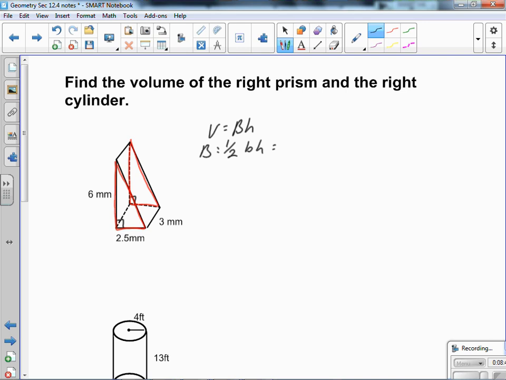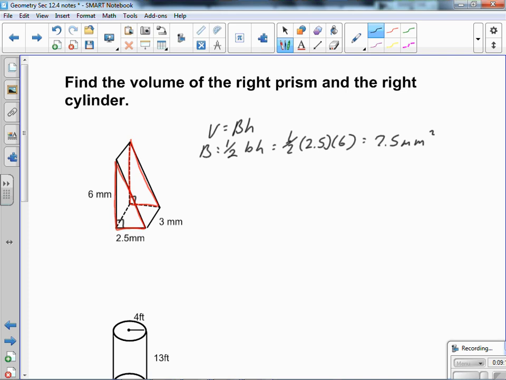So with this triangle, we've got a base of 2.5 and a height of 6. So multiply that out. We're going to have 7.5 millimeters squared for our area of the base.